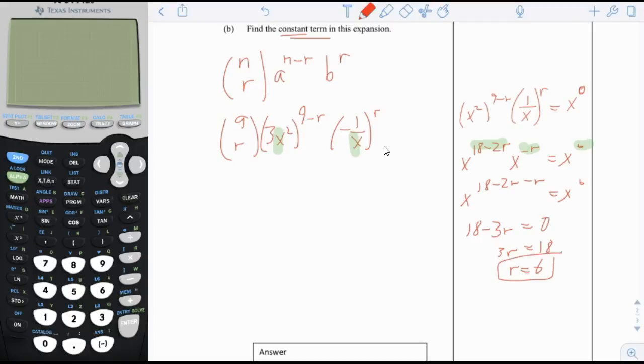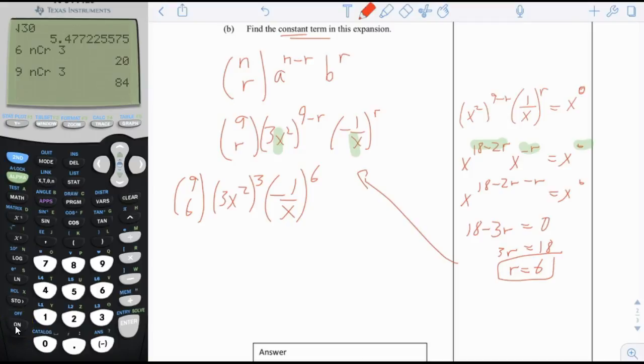So now we found that the r value for the term is 6, and that pretty much gives us the answer, because now we have 9 chooses 6. We have 3x squared to the 9 minus r, which is the third power. And then we have negative 1 over x to the r, which is the 6th. And then 9 chooses 6. We can calculate it with the calculator, or you could calculate it by hand. I just happen to have it here. 9 chooses 6. Okay, it's 84. But how would you do this from scratch?